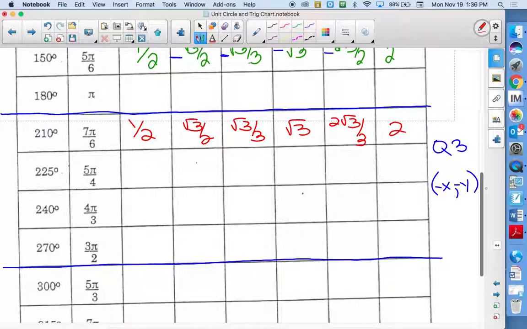But she said that both x and y are negative. So sine is y, cosine is x, they're both negative. The secant is 1 over x, and the cosecant is 1 over y, so they're both negative. But Eris, what happens with the tangent and the cotangent? Because it's y over x or x over y. Are they going to be positive or negative? Why?